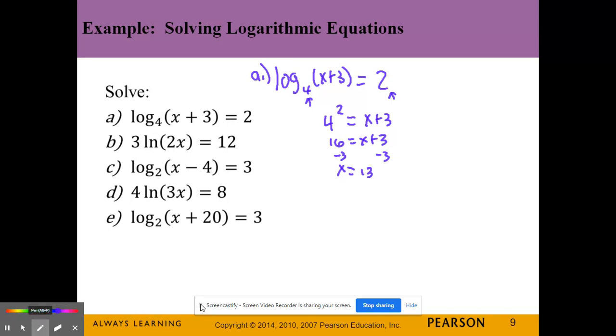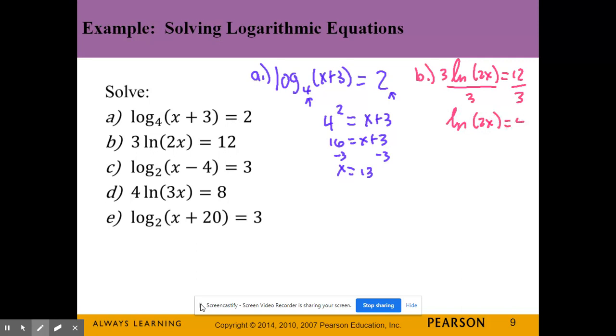All right, let's take a look at the next part. Part B. You have 3 natural log of 2x is equal to 12. First thing I would do is divide 3 from both sides. Now you've got natural log of 2x is equal to 4.